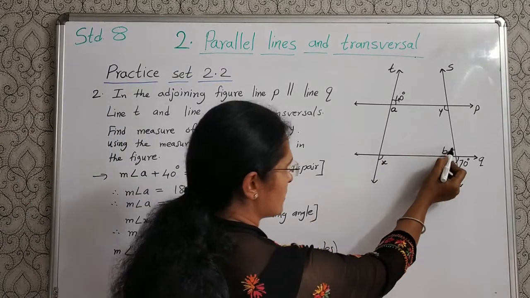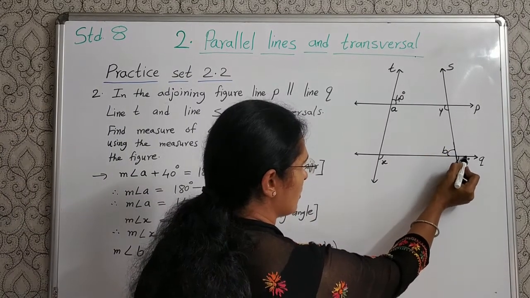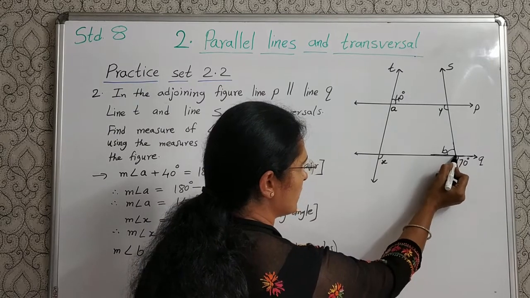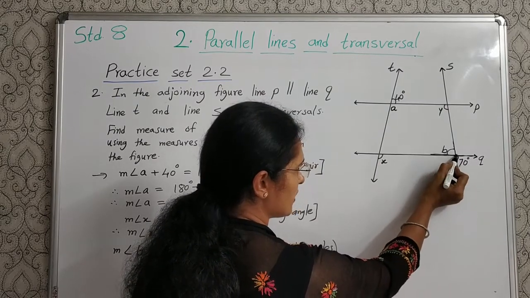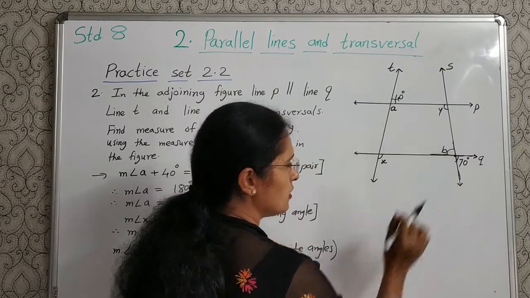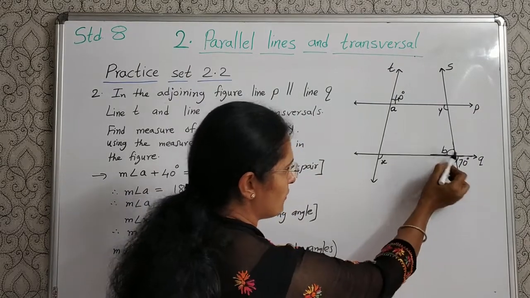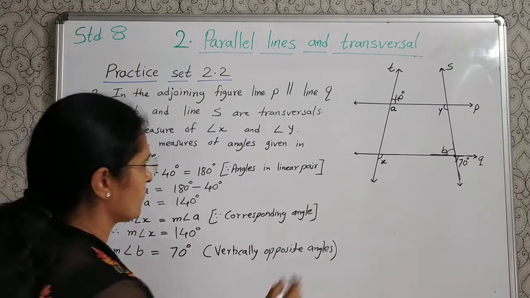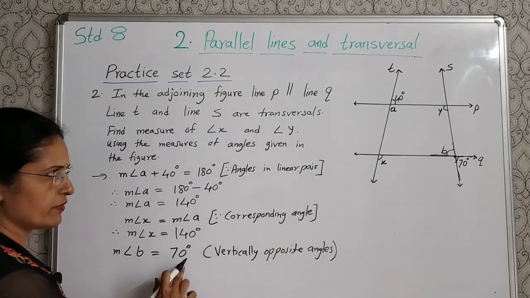See, wherever X is formed, here X is formed. These two angles have a common vertex and their arms are in opposite direction. So these two angles are vertically opposite angles, and vertically opposite angles are equal to each other. So measure angle B is equal to 70 degree.